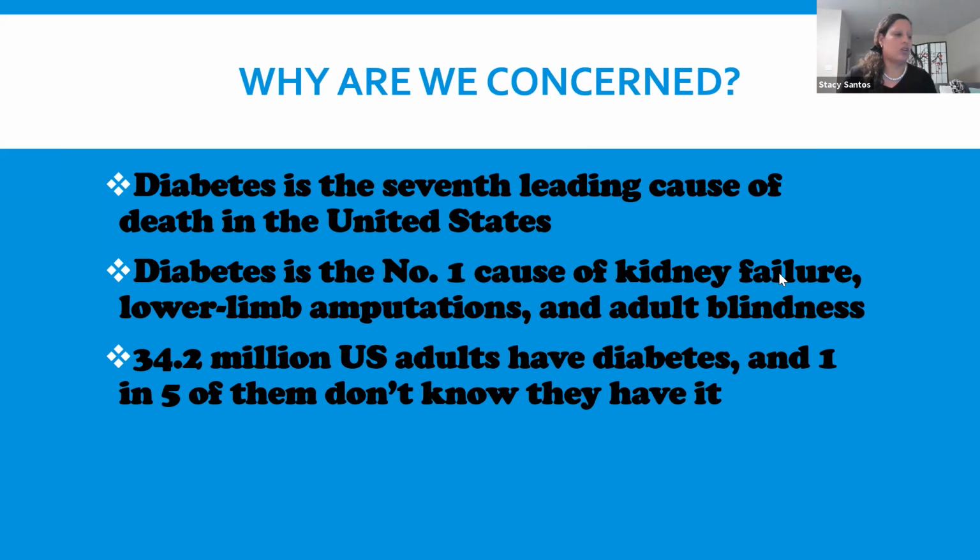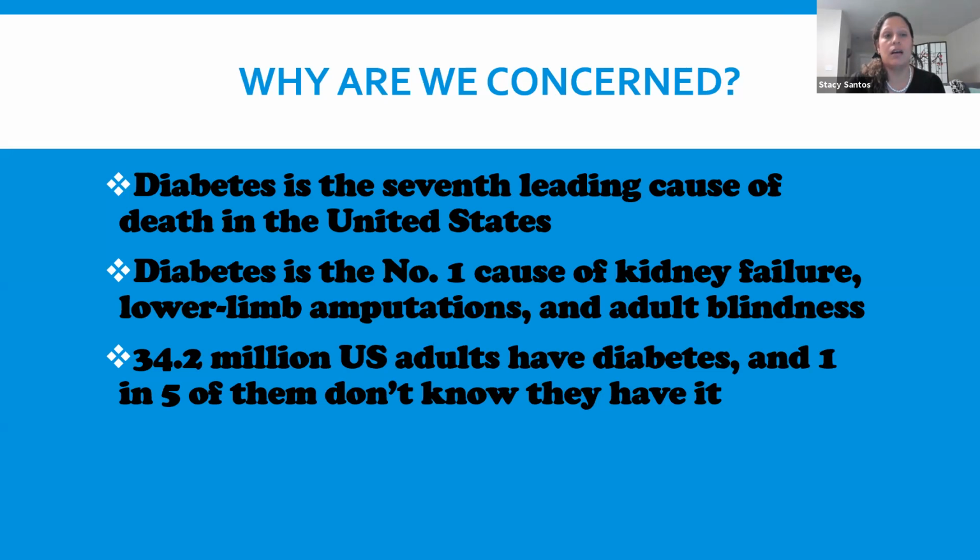So why are we concerned about diabetes? It's the seventh leading cause of death in the United States. Who would think seventh leading, that's pretty high. So that's important to us. It's the number one cause of kidney failure, lower limb amputations, and adult blindness.